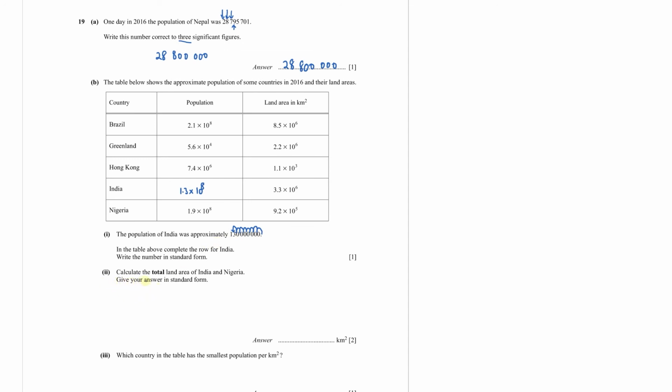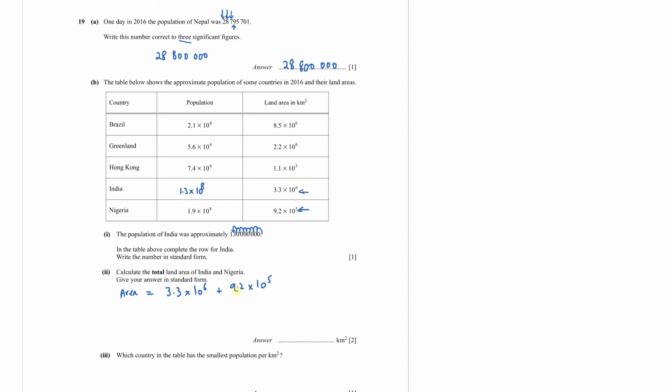Part 2 is calculate the total land area of India and Nigeria. India and Nigeria are these two. So we will simply add the land areas to get the total land area of the two countries. So the area would be 3.3 into 10 power 6 plus 9.2 into 10 power 5. To add these two, we need to make the powers of 10 the same. This is in standard form, and this is also in standard form.